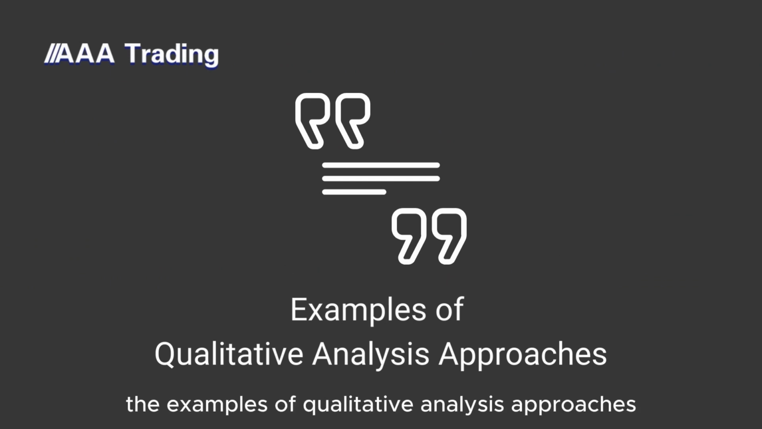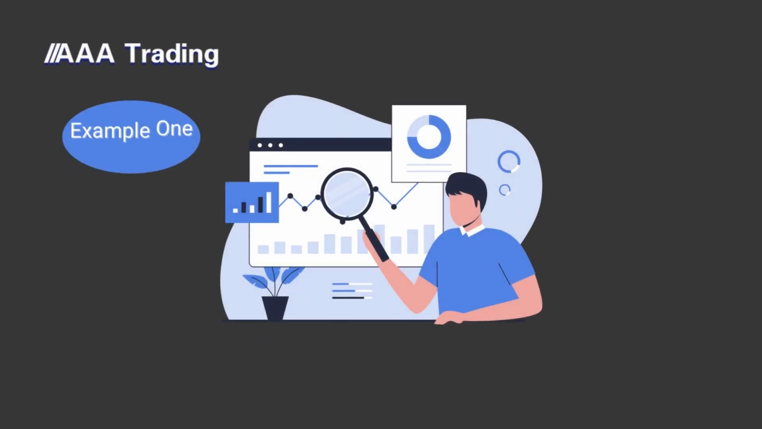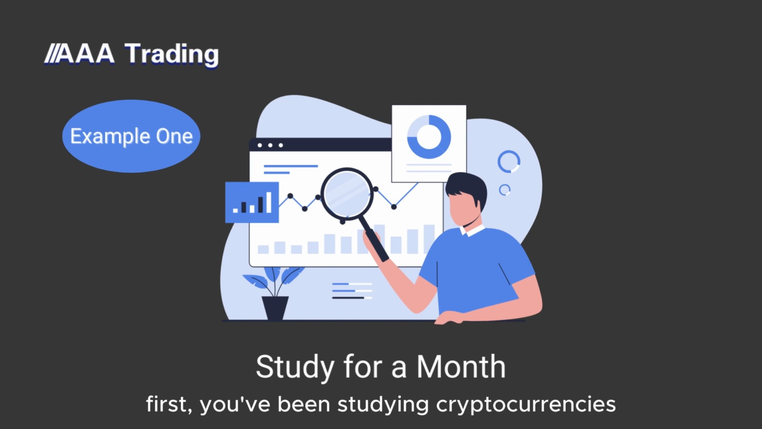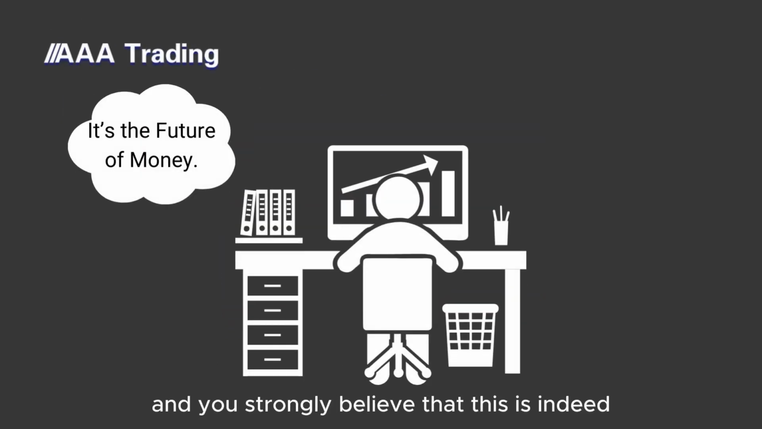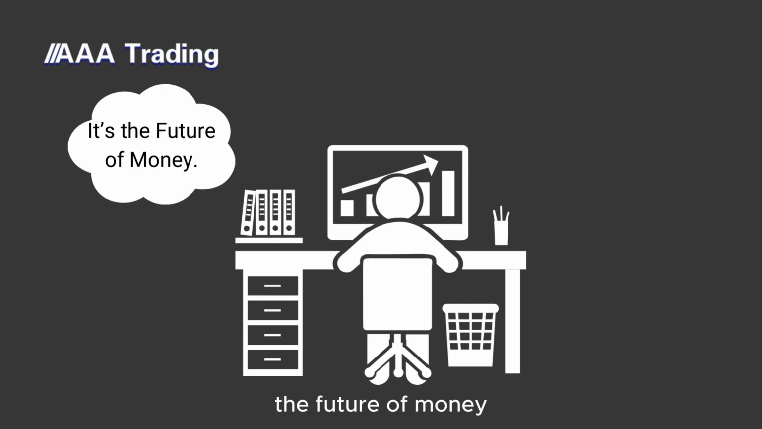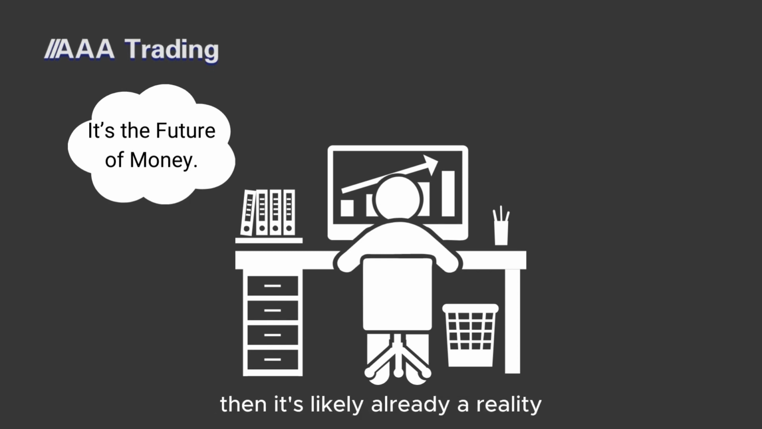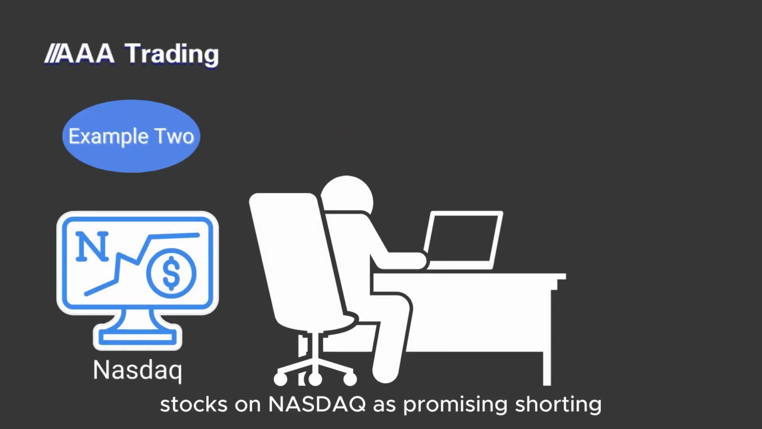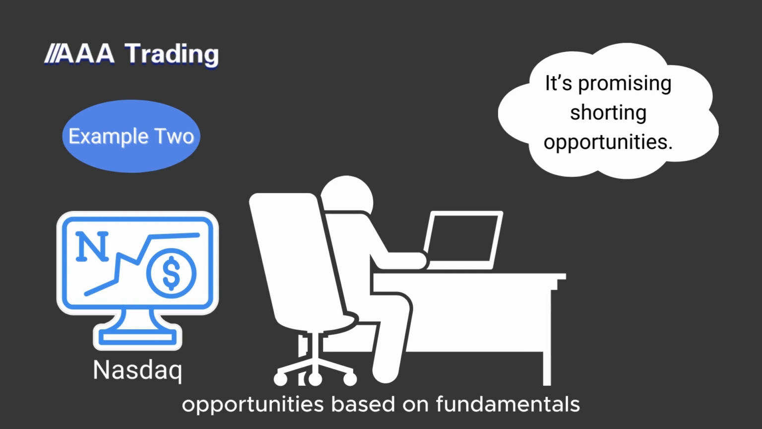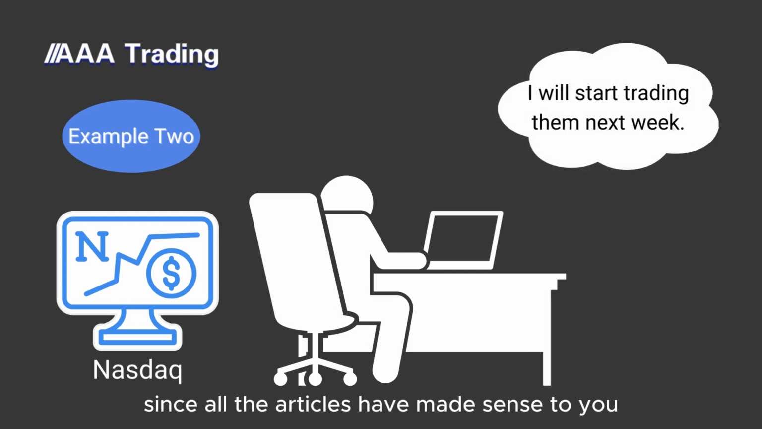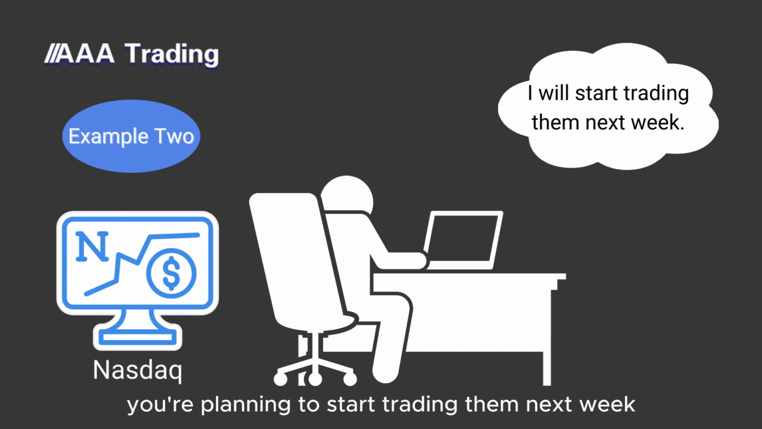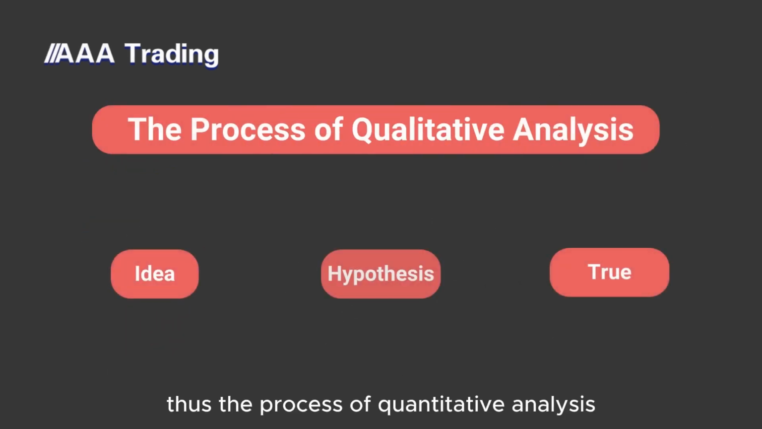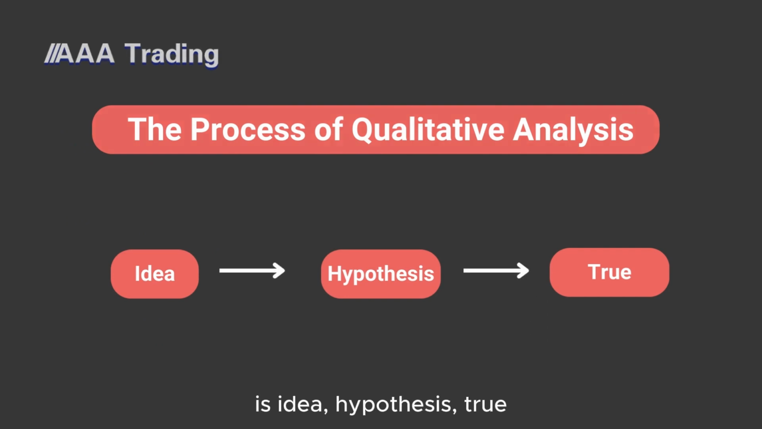Then, there are the examples of qualitative analysis approaches. First, you've been studying cryptocurrencies for about a month, and you strongly believe that this is indeed the future of money. If you're convinced and it aligns with your reasoning, then it's likely already a reality. Second, you've been reading about small-cap stocks on NASDAQ as promising shorting opportunities based on fundamentals. Since all the articles have made sense to you, you're planning to start trading them next week. Thus, the process of qualitative analysis is idea, hypothesis, true.